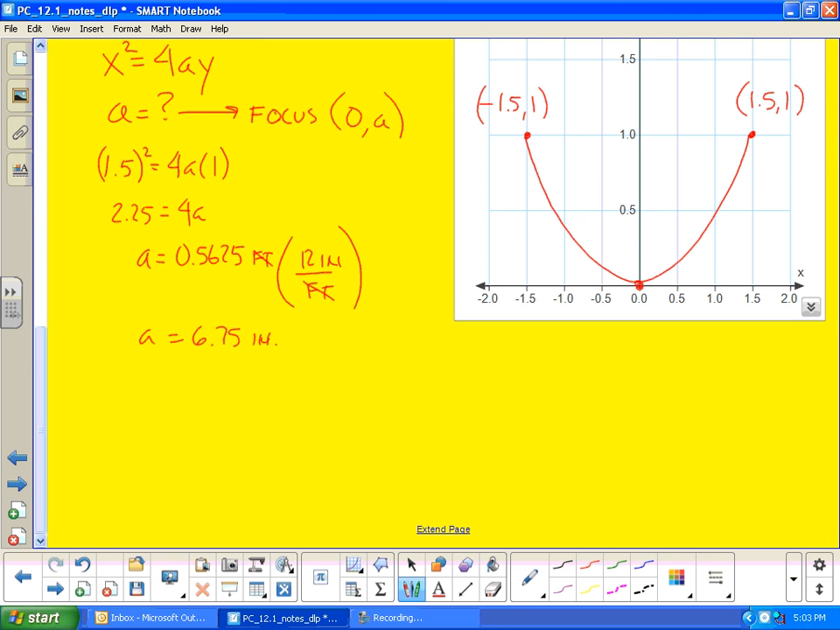So focus-wise, I'm at 0, 6.75 inches. So there's 6 inches, or a little bit above that. So right there, at 6.75 inches would be the ideal place to put this microphone so that I optimize the recording level. So that's an application we have. All right, there's 12.1.